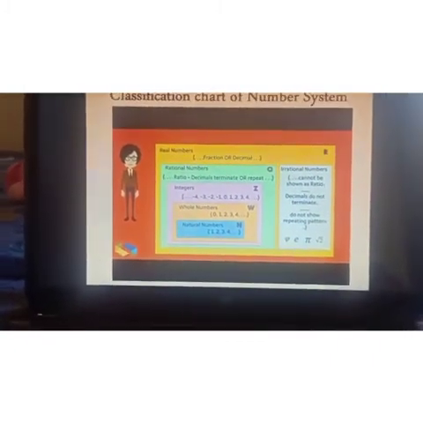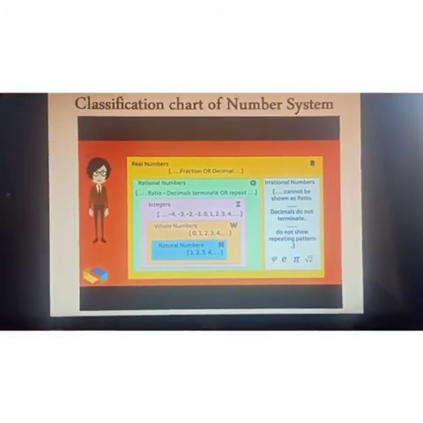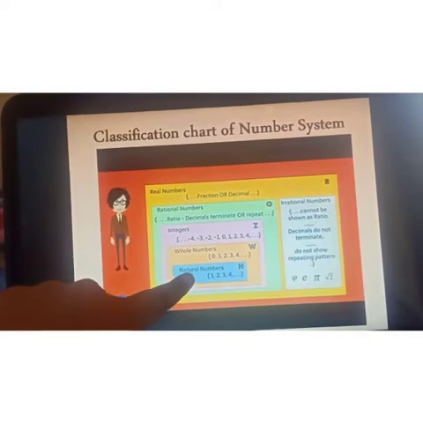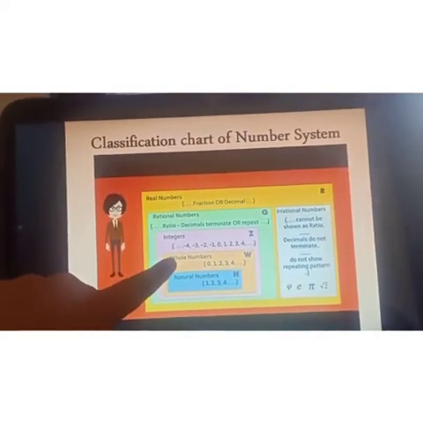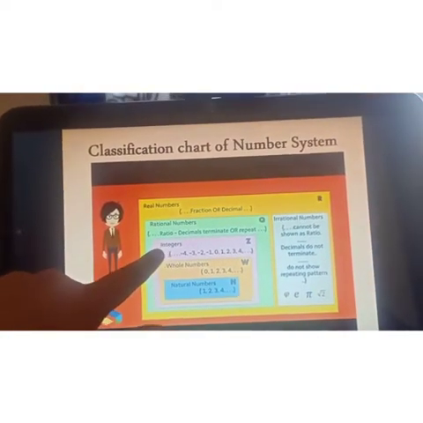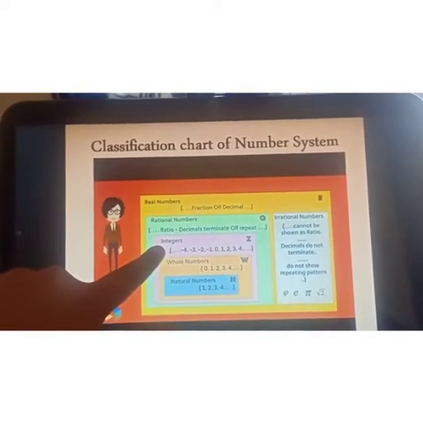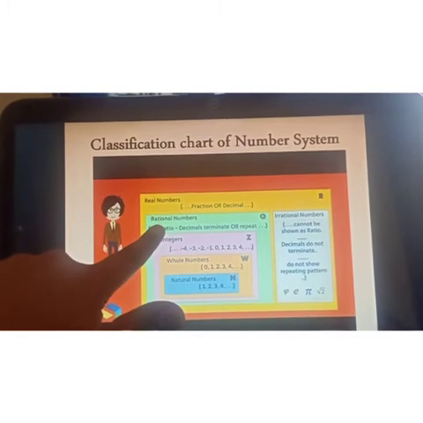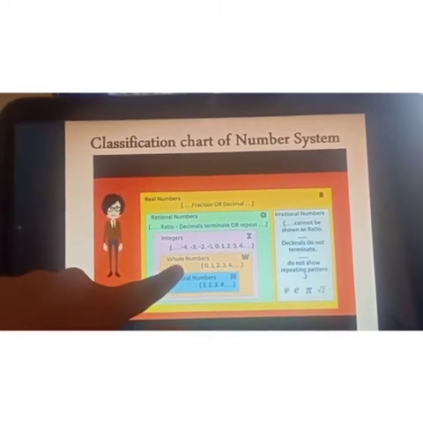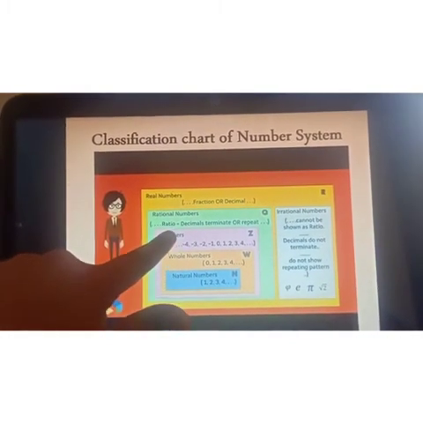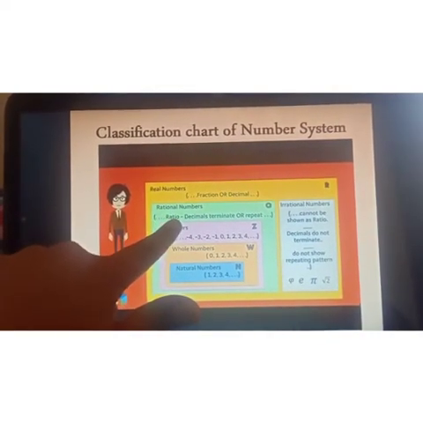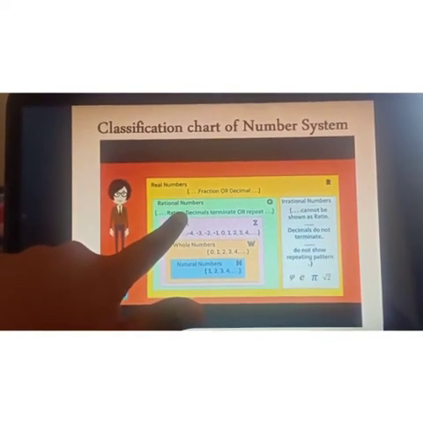So this is the classification chart, right? Which we have studied. This is the summary chart. A natural number starts with 1, 2, 3 and so on. Next is a whole number, which starts with 0, 1, 2, 3, and so on. Integers consist of positive numbers, negative numbers and 0 also. A rational number can be written as a fraction, right? So every natural number is a whole number, every whole number is an integer, and every integer is a rational number, right? We will see the classification of the rational number later.